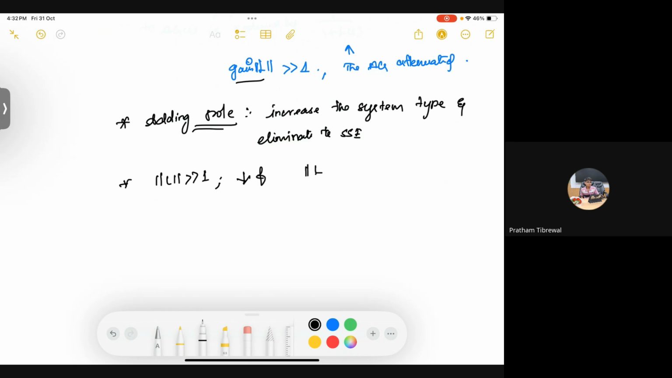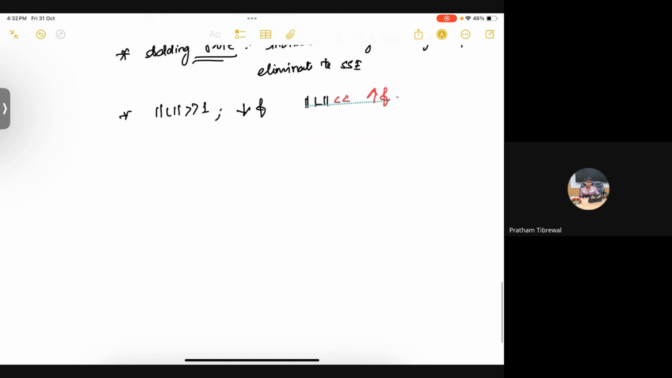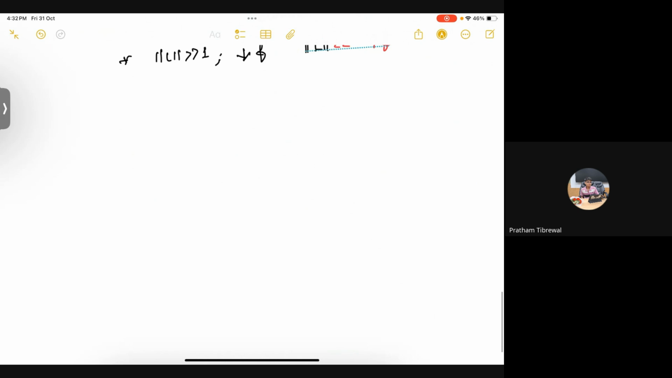This loop gain will be smaller at high frequencies. This is being done to avoid amplifying noise or amplifying measurement noise. So these are some of the properties we have to look at.